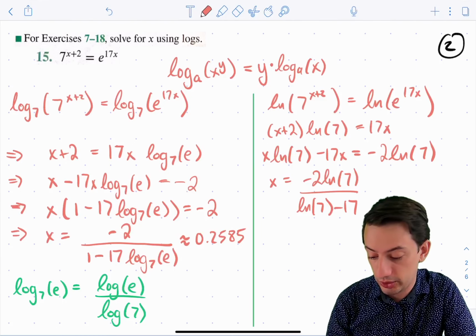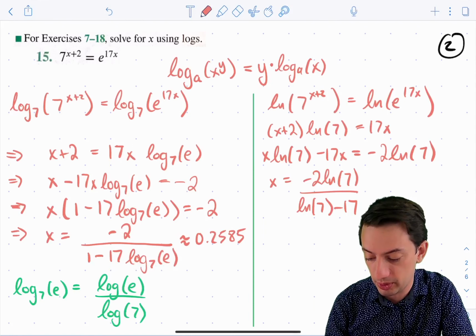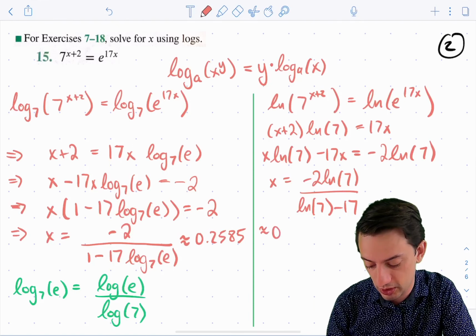And again, that looks very different from our other answer, but if you plug it into a calculator, you should get the same thing.